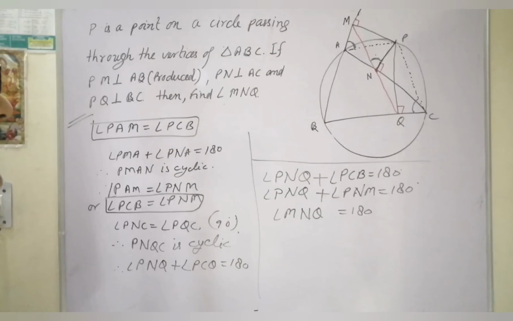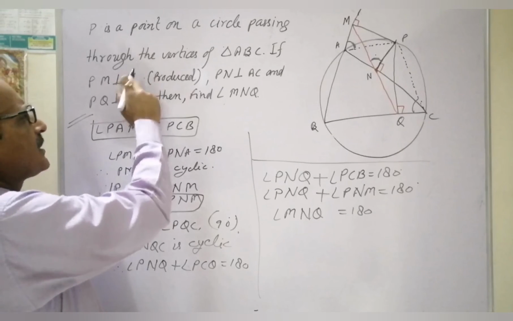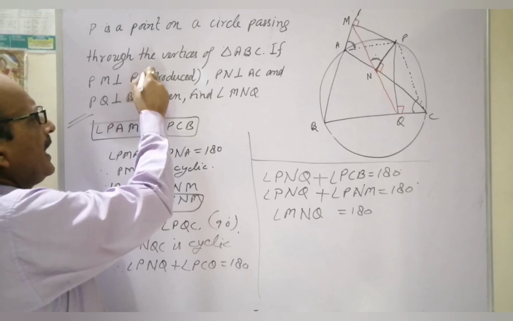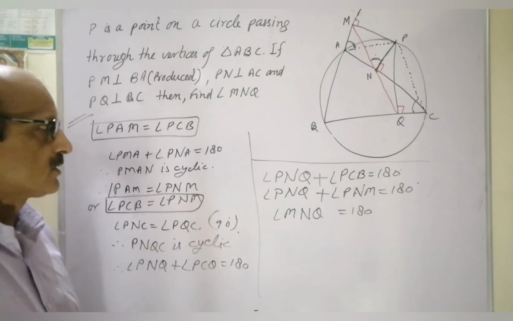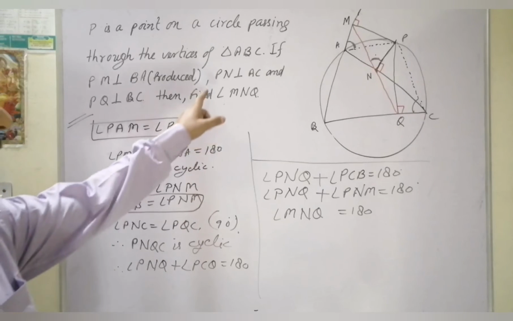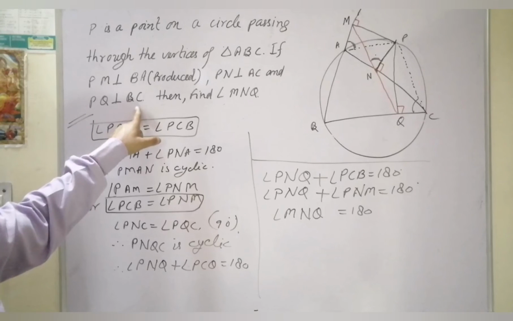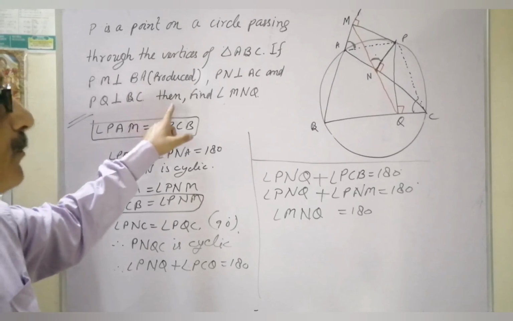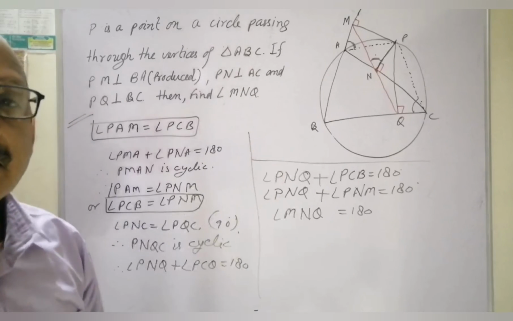P is a point on the circle passing through the vertices of triangle ABC. If PM is the altitude on BA produced, what's better is that we write here BA because it is being produced in the direction of A. From B it is produced in the direction of A, so we write BA produced. And PN is the altitude on AC, PQ is the perpendicular on BC. Then prove that M, N and Q form a straight line.